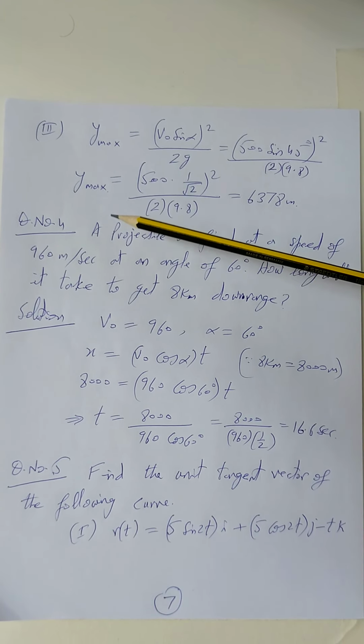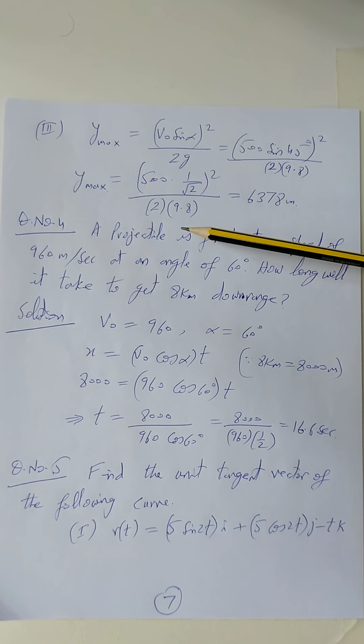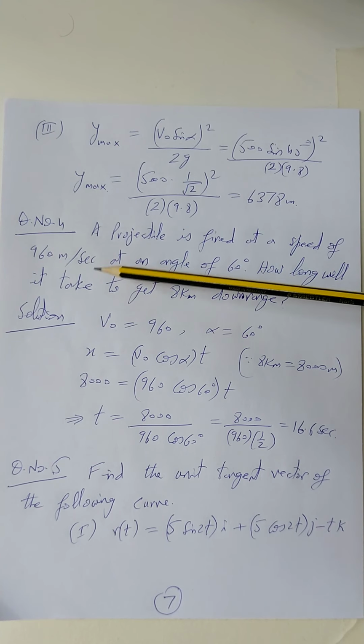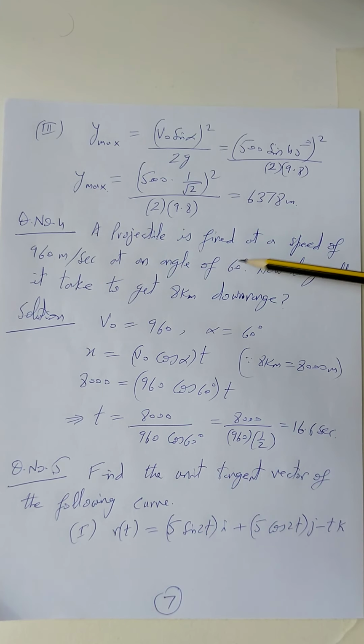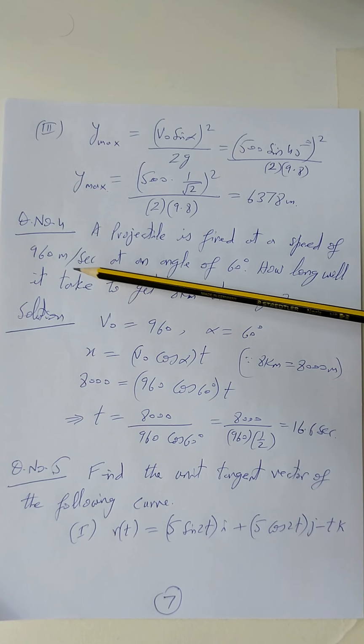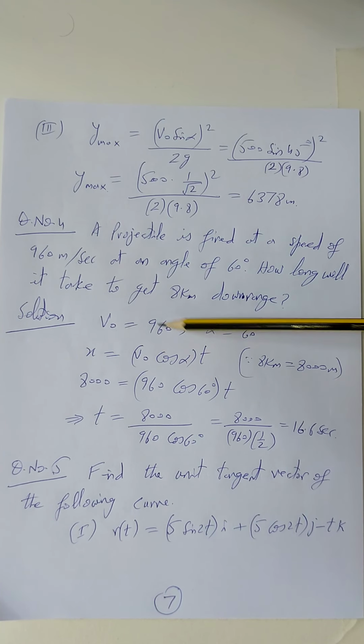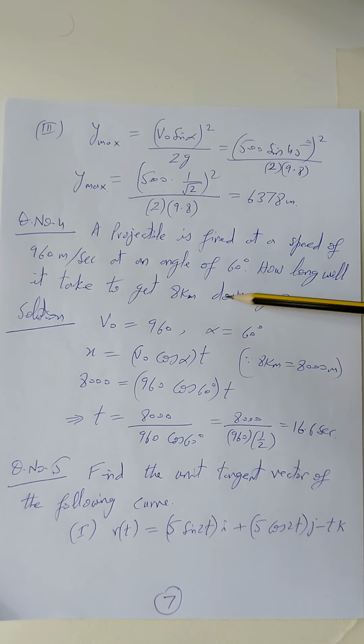In practice problem 3, there is another question, question number 4. A projectile is fired at a speed of 960 meters per second at an angle of 60 degrees. How long will it take to get 8 kilometers downrange? If you know the previous question, then this question becomes very simple, because this 960 meters per second is our velocity, and the angle is given as 60 degrees.